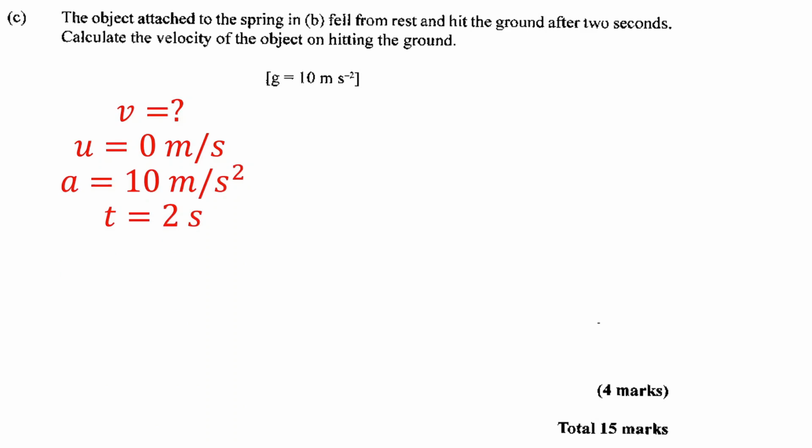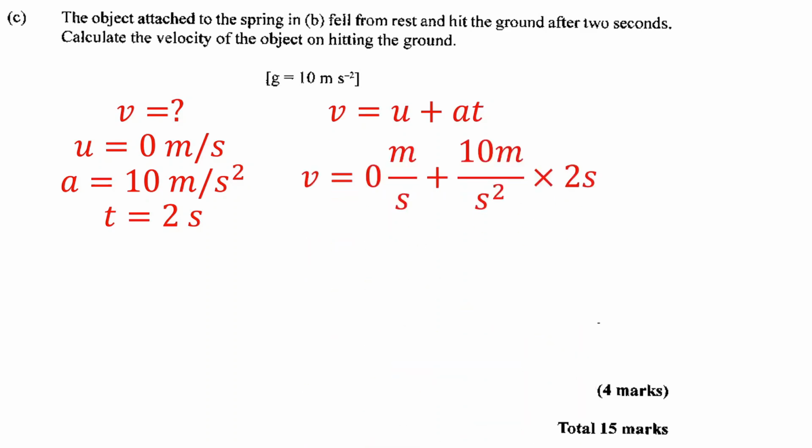So we have v that we want to find, and we know u, a, and t. So the equation of motion we should use is v equals u plus at. Substituting our values, we'll have v is equal to 0 plus 10 times 2. So here, the second squared and the second, one of them will cancel and we'll be left with meters per second. And 10 times 2 is 20, plus 0 of course is just 20 still. So that's the answer. The final velocity v is 20 meters per second.